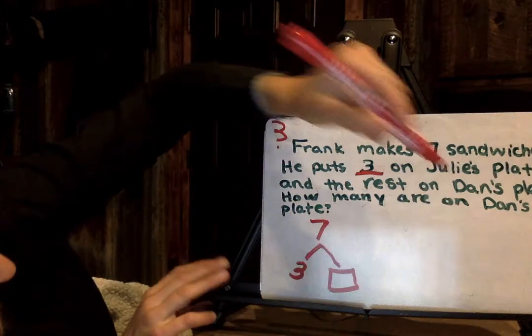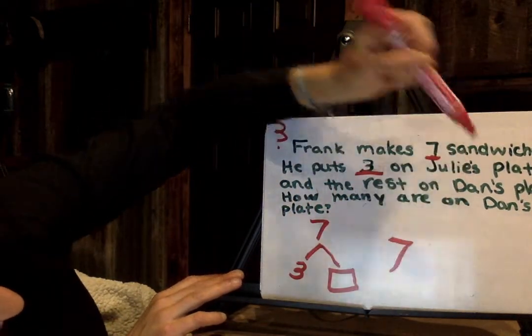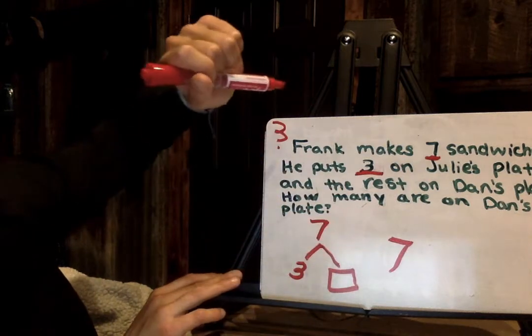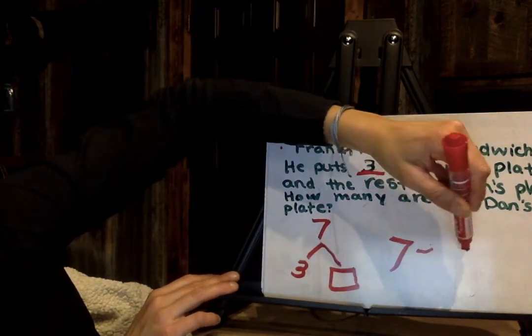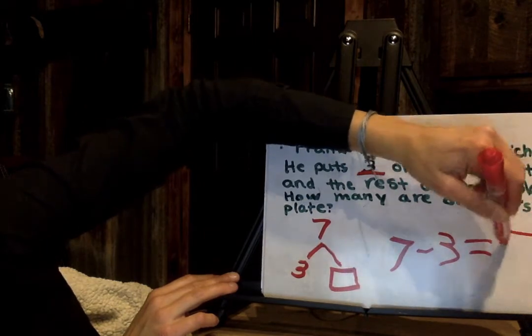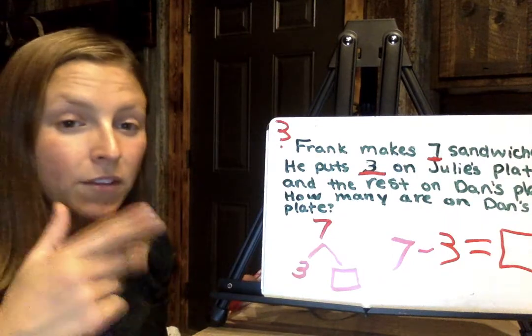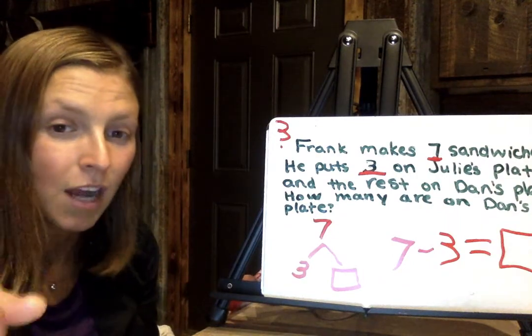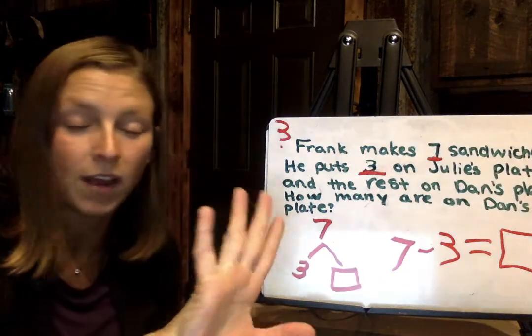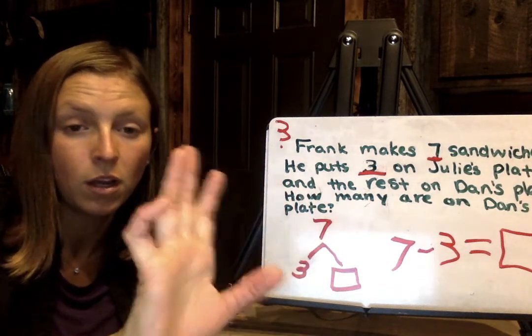Okay, I'm going to begin. So I see 7 is my total. A subtraction problem is going to start with 7. I had 7 sandwiches on my plate. I put 3 on Julie's, and I gave the rest to Dan. Okay. Hopefully we have the same equation. If we do, great. Now solve it. I'm going to give my 5-second warning. If you need more time, by the time I get to 0, please pause.